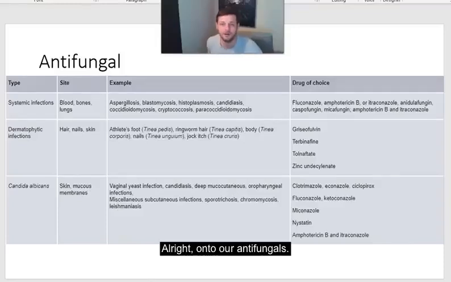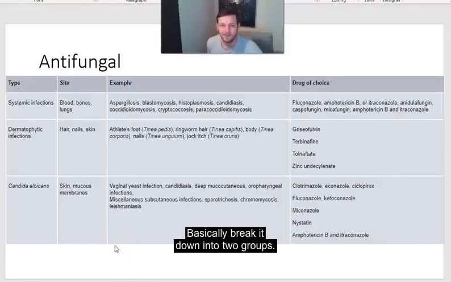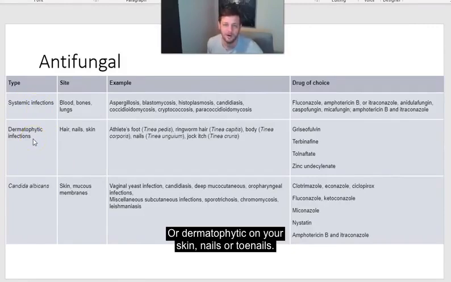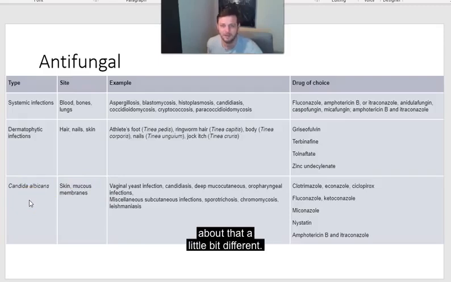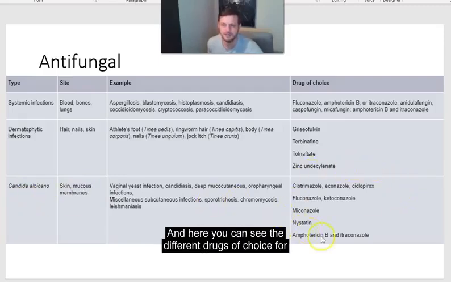Alright, on to our antifungals. Basically, we break it down into two groups. Either it is an infection that is systemic in your blood, bones, or lungs, or dermatophytic, so on your skin, nails, fingernails or toenails. Candida albicans is a major fungal infection that you find on the skin and the mucous membranes, and so we'll talk about that one a little bit differently. But here you can see the different drugs of choice for each type of these infections.